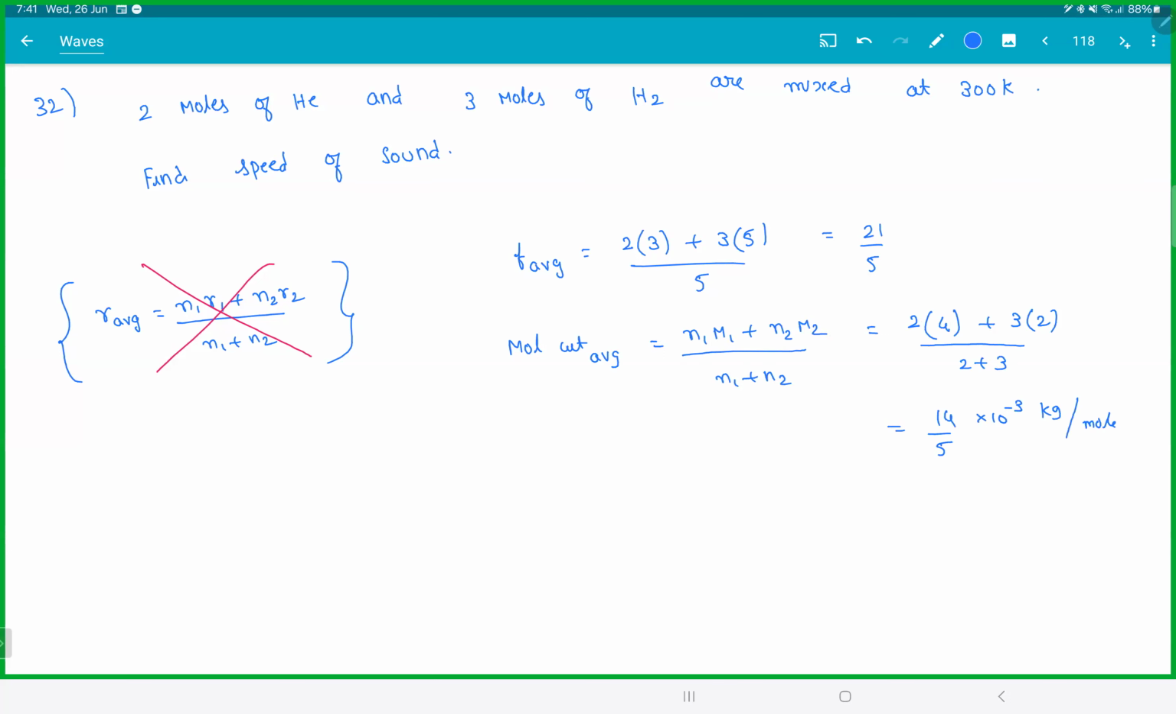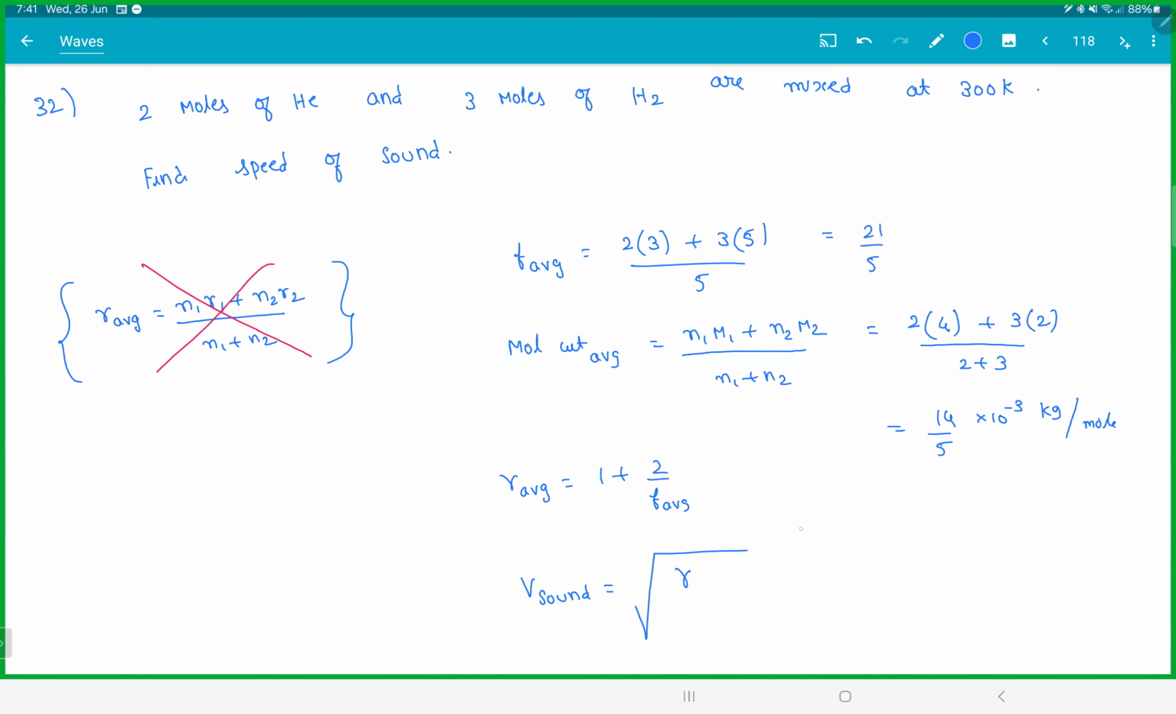F average is 6? 2 into 3, 3 into 5, 15 plus 6. I got the same only. Come again. Okay. I got the same as you. So gamma average will be 1 plus 2 by F average. You should use this one for gamma average. Then it's done. Substitute everything, you'll get the answer. I will leave it to you.